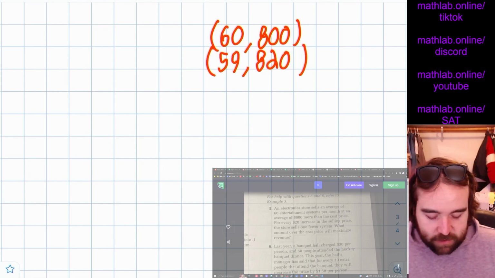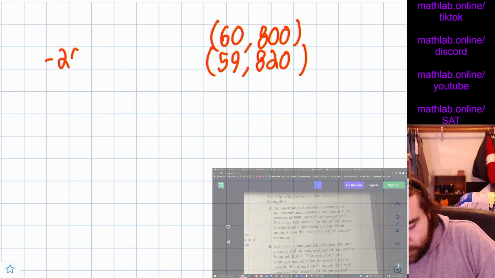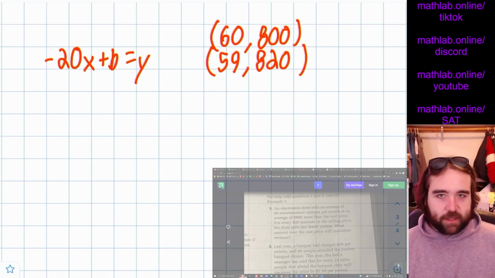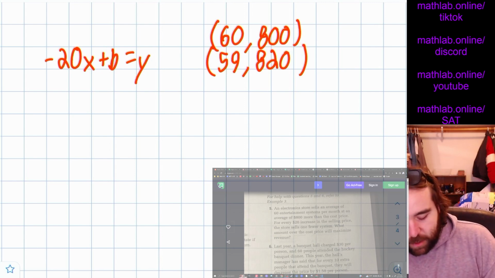So what's the slope here? Well, the slope is negative 20. So we'll go negative 20x, and then plus b equals y, just because of slope-intercept form. So we have a slope of negative 20. We don't know the y-intercept yet, but then we can plug in one of the points.